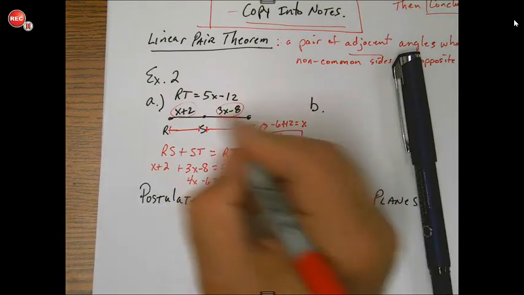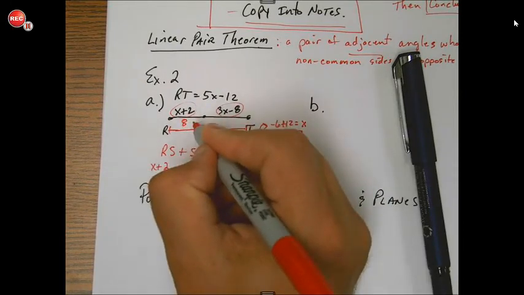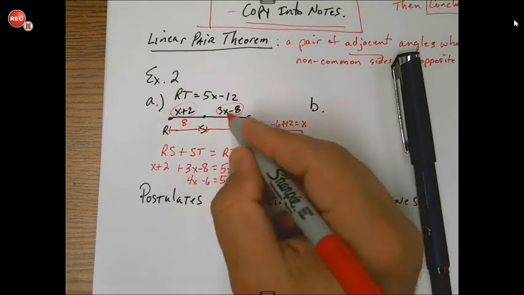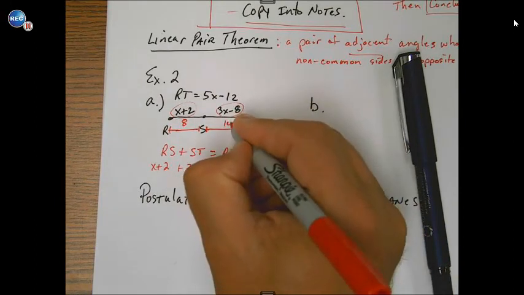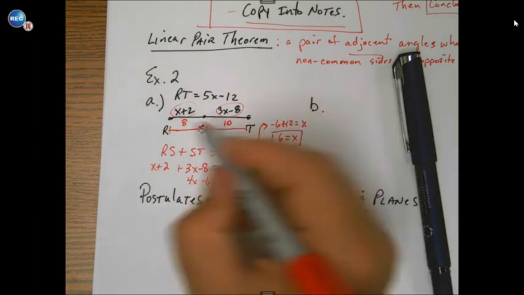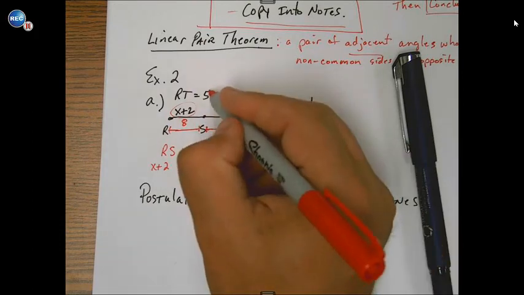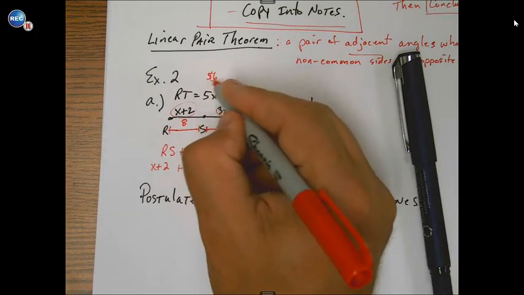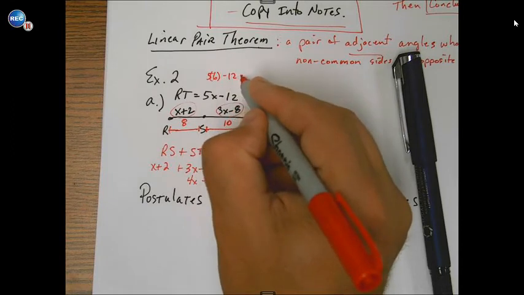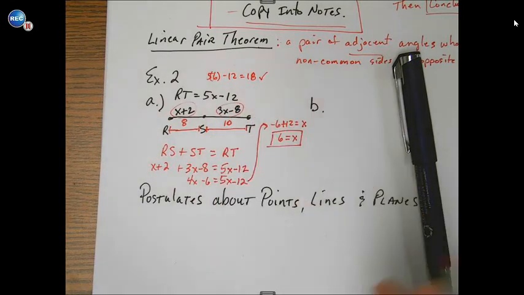Okay, now, what is the value of those lengths? Well, if I put 6 back in, that makes this segment 8. This would be 18 minus 8, which is 10. And if I add those together, I get 18. 5 times 6 is 30, minus 12, 18. Check.